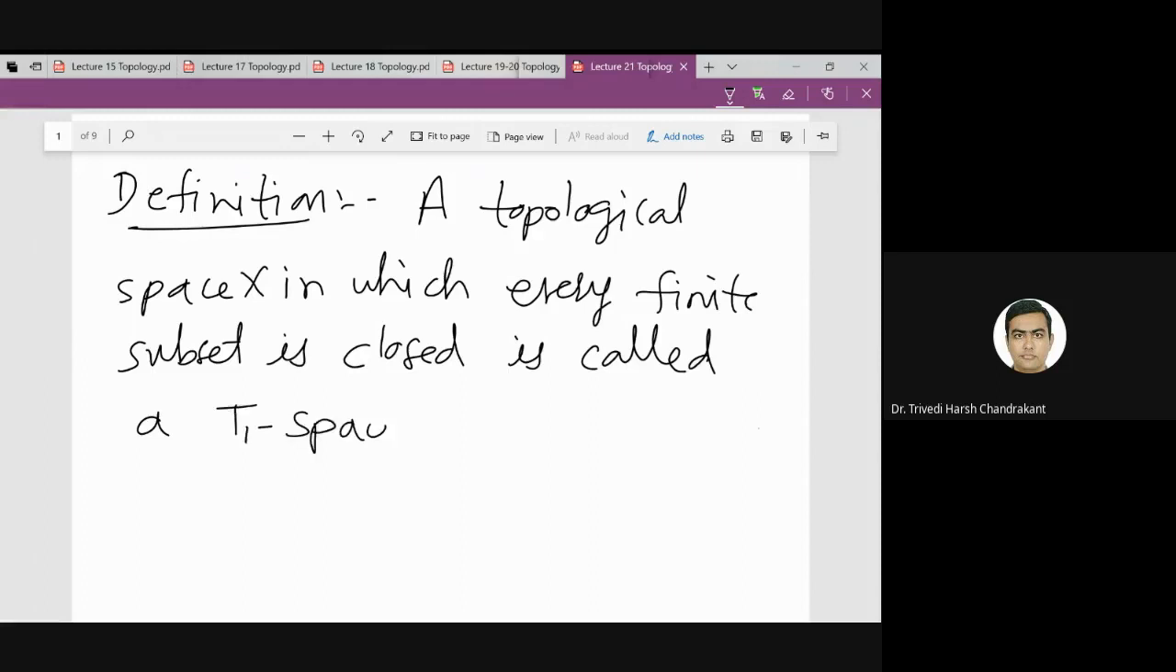T1 space. So a topological space satisfying the property that if I have x1 and x2 and I find neighborhoods u1 and u2 which are disjoint is known as a Hausdorff space. In the same way, a topological space in which every finite subset is closed is known as a T1 space, or satisfies the T1 axiom.